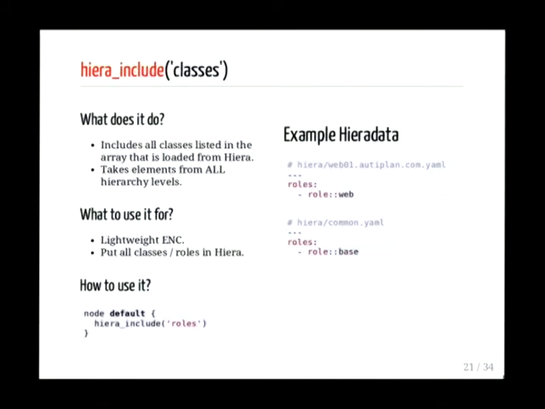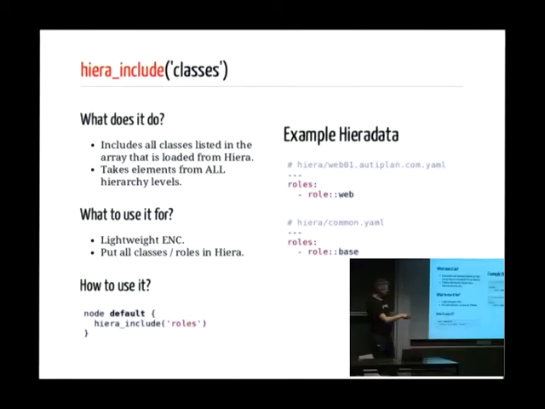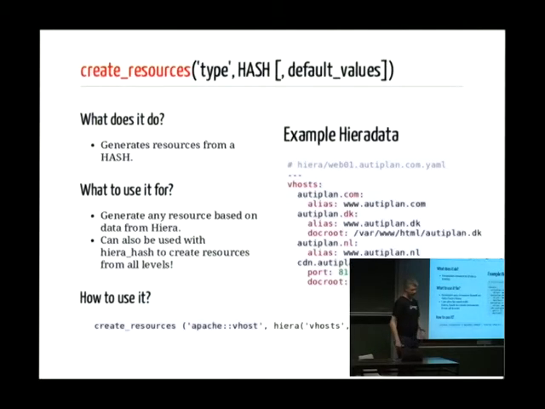Okay, hiera_include also doesn't stop at the first hit. It goes through all of the levels, and only this one includes every element of an array. So if we have this call in our site.pp at node default, it will look up the key roles and include any element of an array that's returned from it. So in this case, the web01 will include role web and role base. So role base, as it is in common, will be included on all of my machines. So this is also a very nice function.